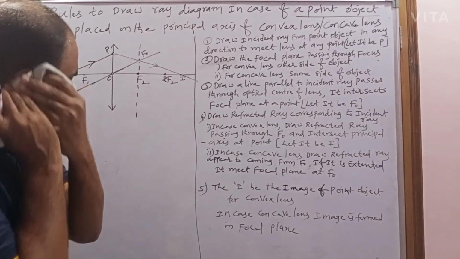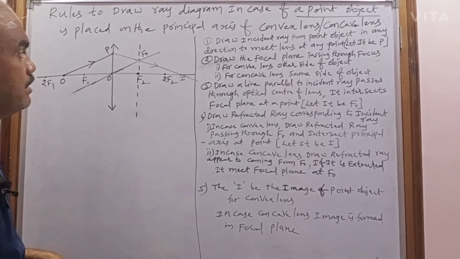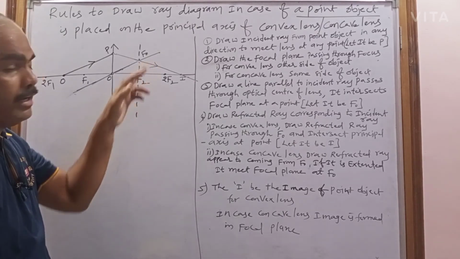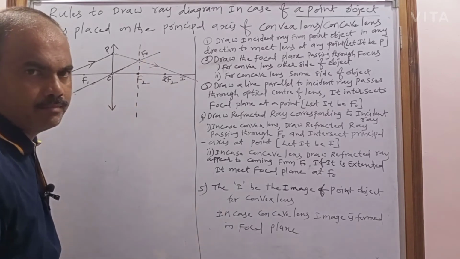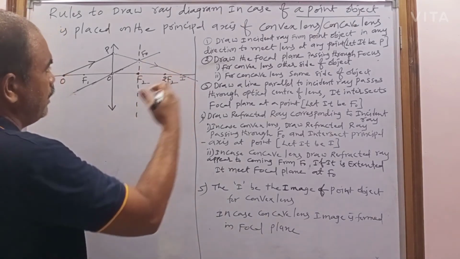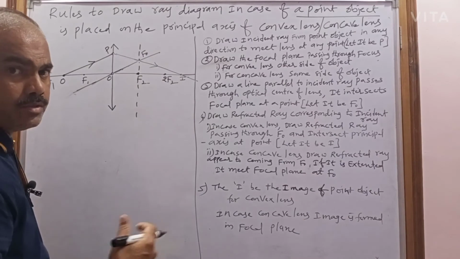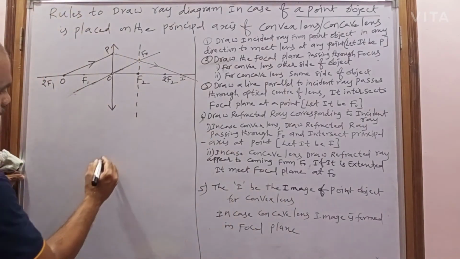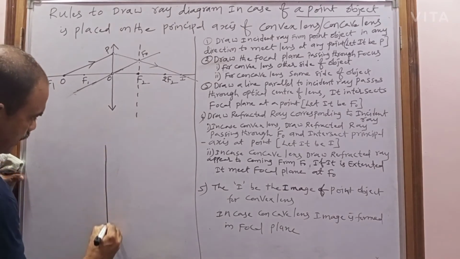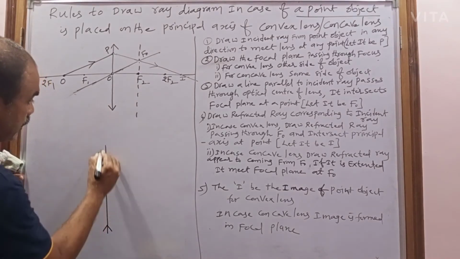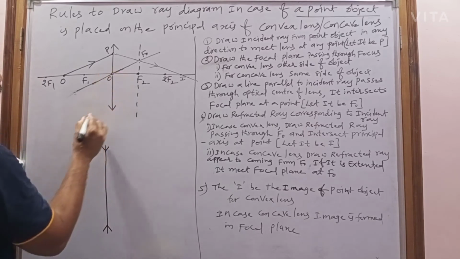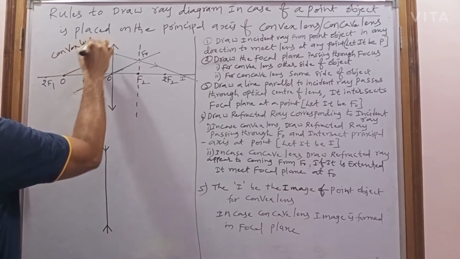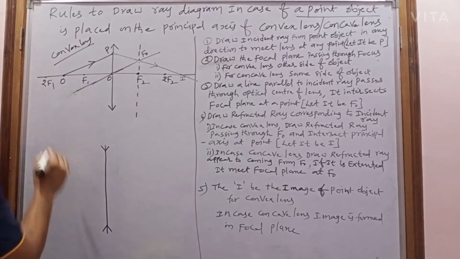But in case of the concave lens, the refracted ray appears to be coming from somewhere. Remember, when you draw the refracted ray for the incident ray, it appears to come from somewhere. That I am going to explain. Now consider, this is a concave lens and this is a convex lens. Now I am going to explain about the concave lens.